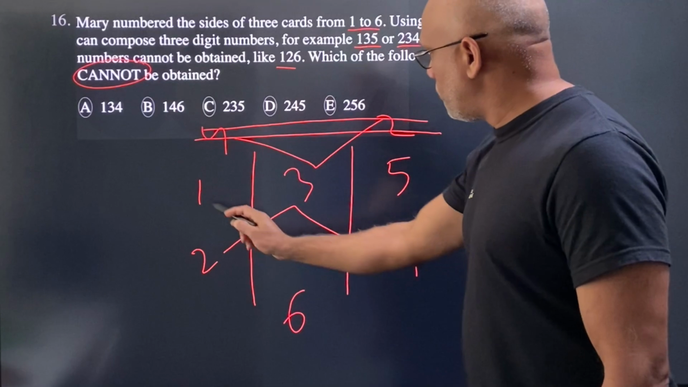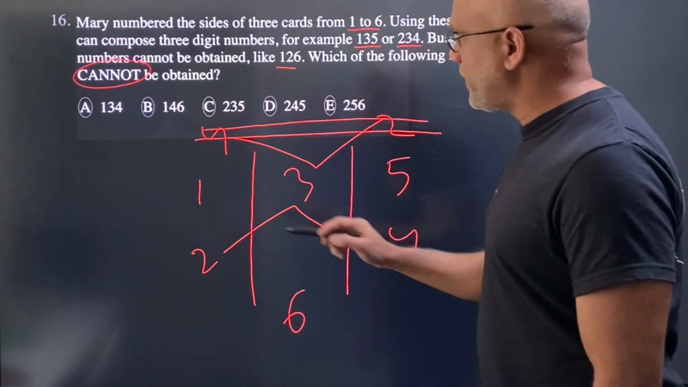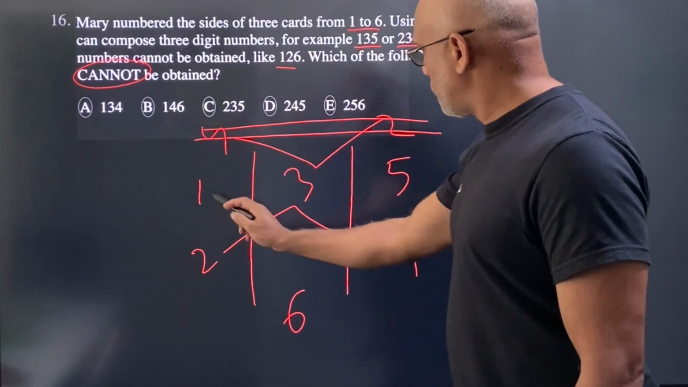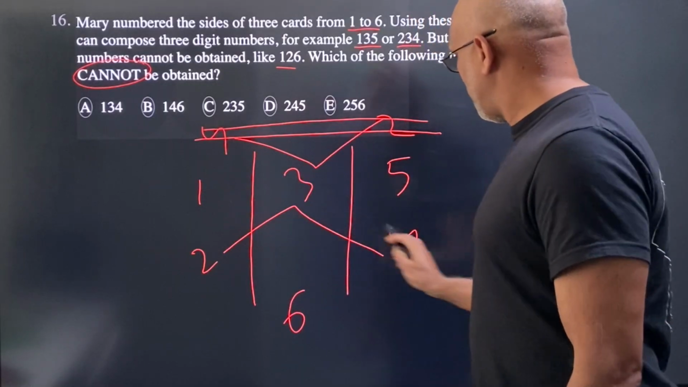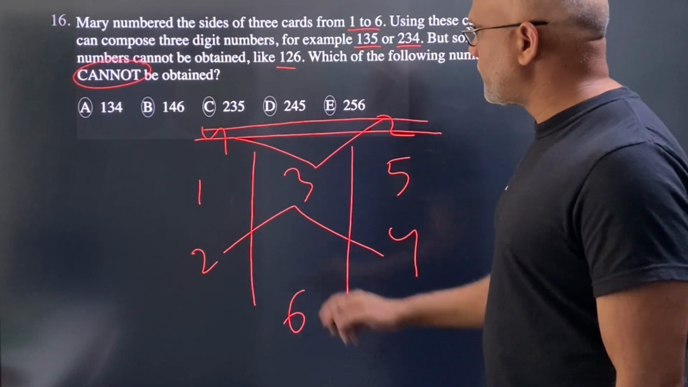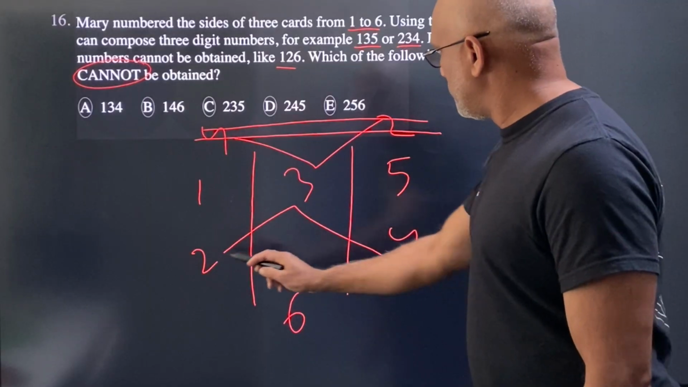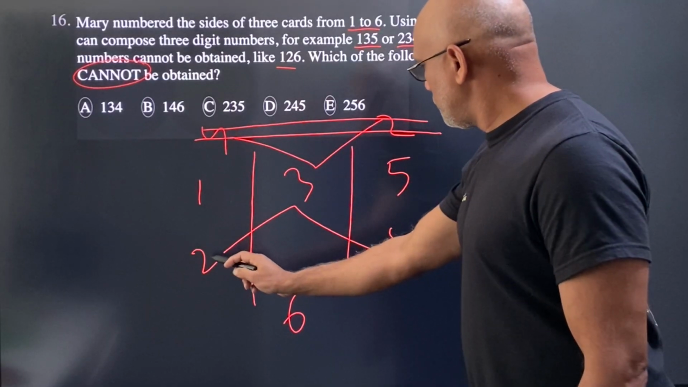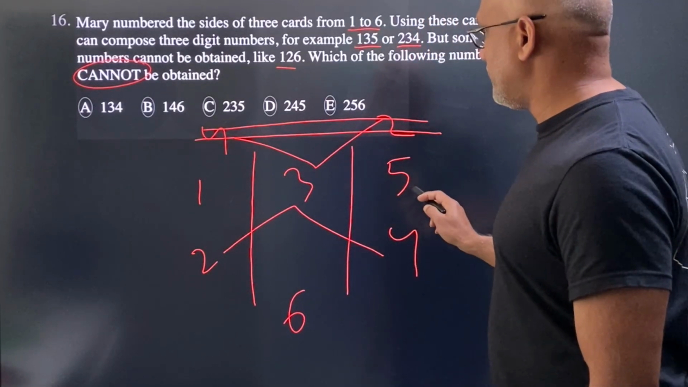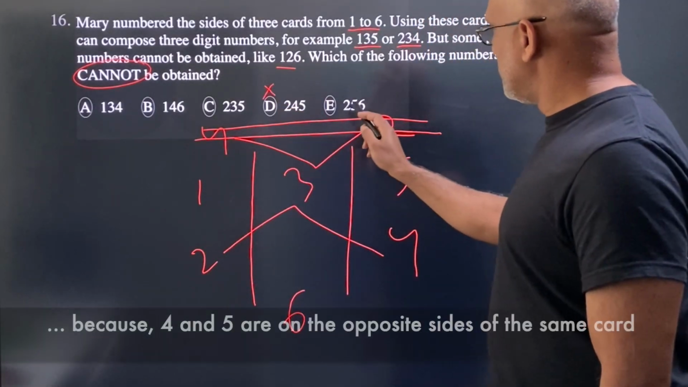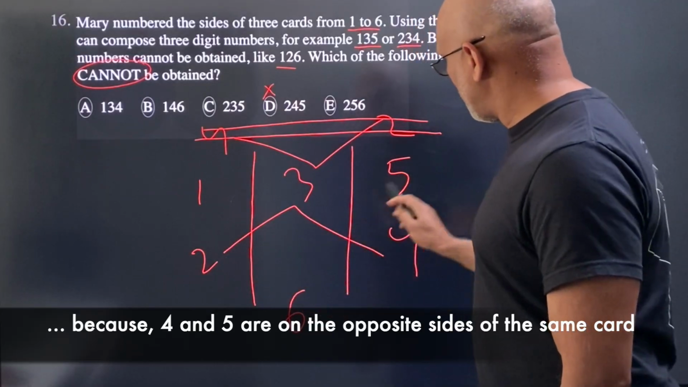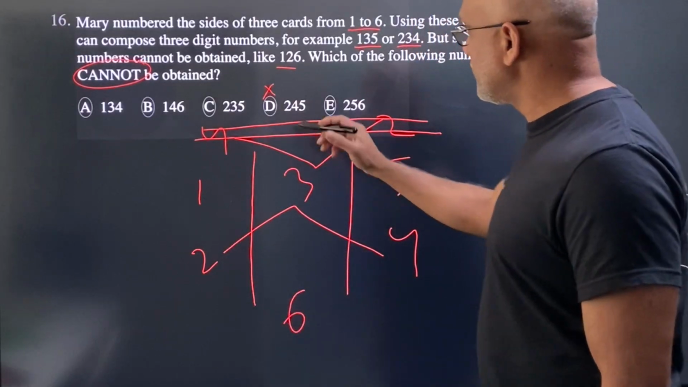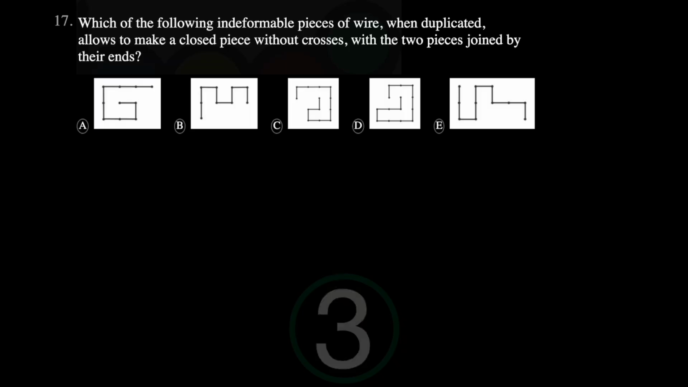1, 3, 4. Let's say 1, 3, 4. I can make it 1, 4, 6. 1, 4, 6, I can make it. They're from different cards. 2, 3, 5. 2, 3, 5 is fine. 2, 4, 5. This one I cannot make. 2, 5, 6. They're from different cards. I can make it. So then D is the correct choice.